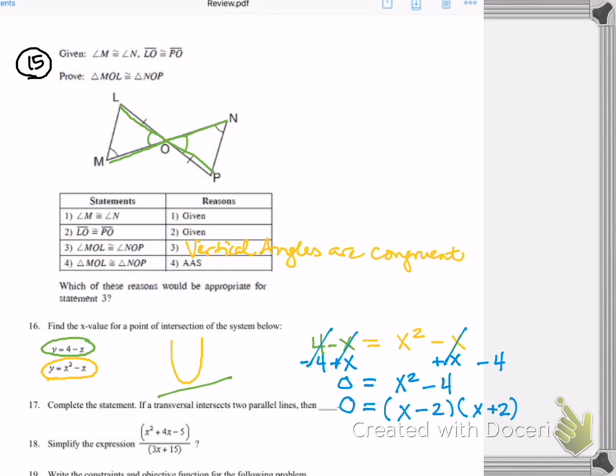Now to get my solutions, I just set one factor equal to 0 and the other factor equal to 0. So I'm going to say x minus 2 equals 0, which means x would equal positive 2, and x plus 2 equals 0, which means that x would equal negative 2.